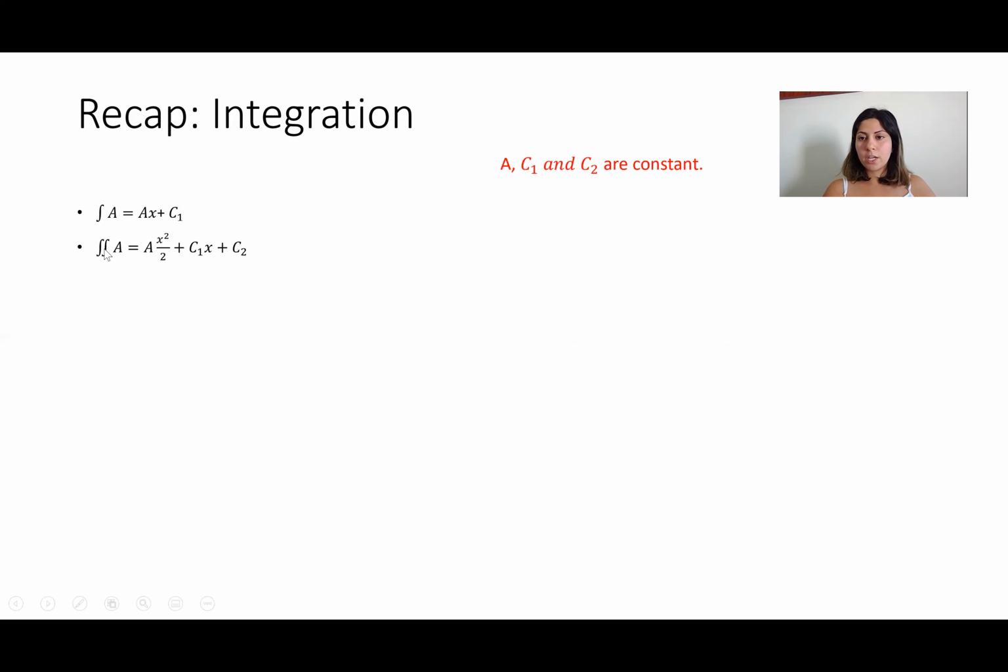If you integrate twice of A, you will get A. And you can also assume you integrate once more this phrase. So you have AX plus C1. If you integrate it, you will get AX squared divided by 2 plus C1 times X plus C2.